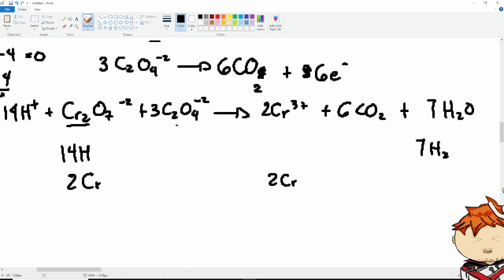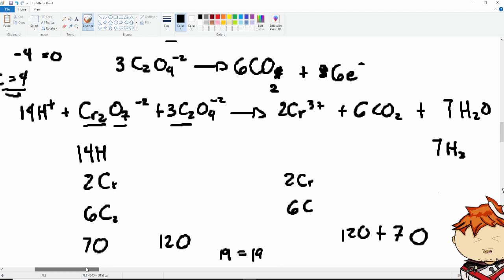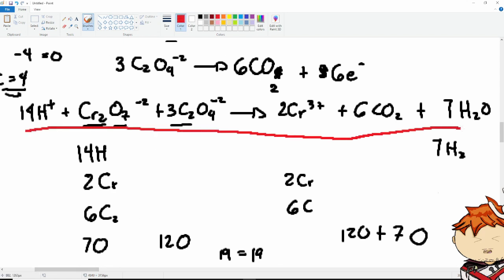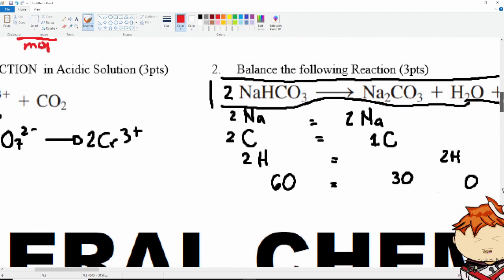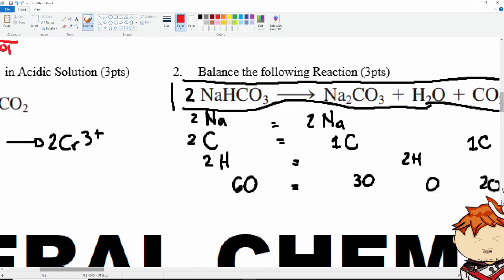Then 2 chromium here, 6 carbon, then there's 6 carbon on the opposite side. We have 7 oxygen. 3 times 4 is 12 oxygen, so that's 19. Then 6 times 2 is 12 plus 7 oxygen. So 19 is equal to 19 oxygen. Okay? So everything is balanced. This is now our balanced redox reaction for this question, in acidic solution.